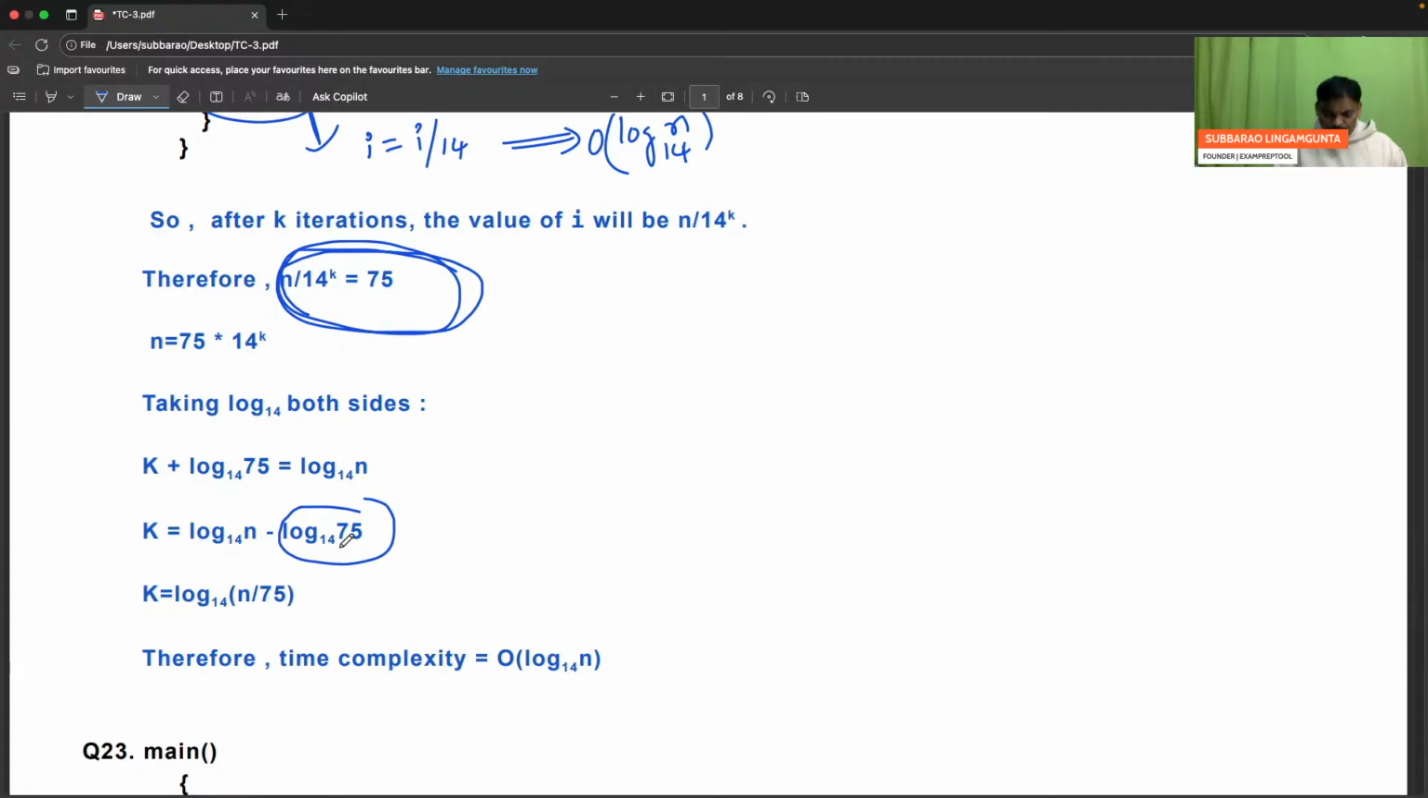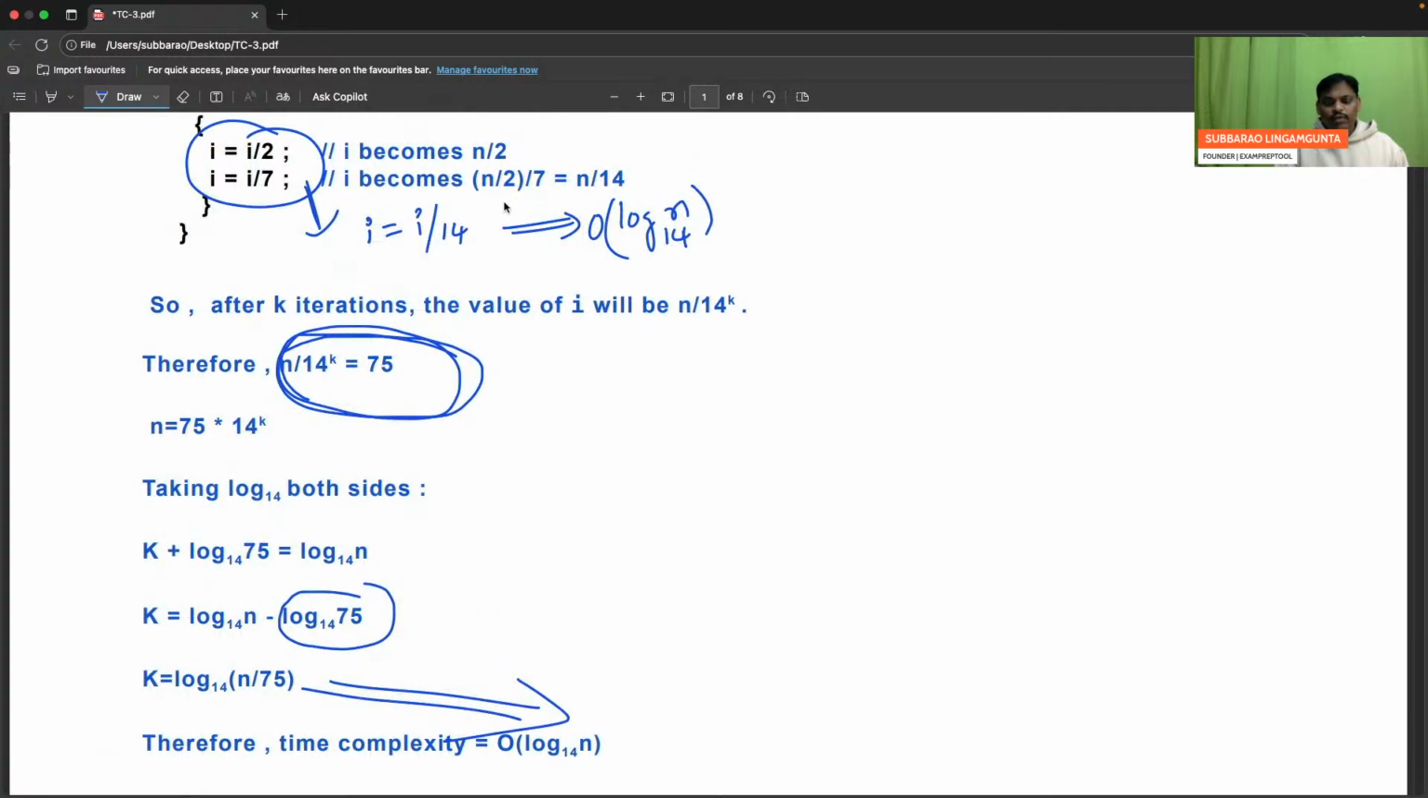If you observe clearly, it is a log a/b formula kind of thing. It became log (n/75) base 14. Indirectly, it is going to be log n base 14 only. Simple, no need to do this much work. I gave the proof for your convenience. Every time you are dividing by 14, always dividing by 14, 14, 14. So the answer is log n base 14.